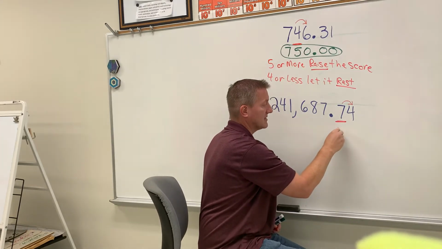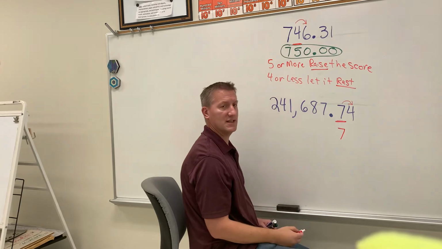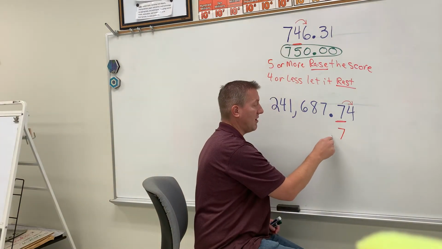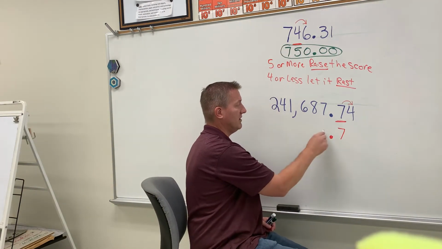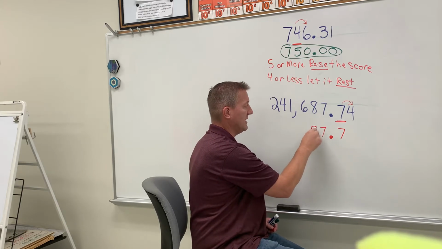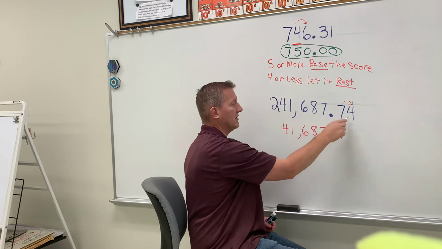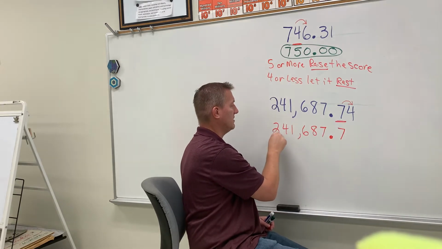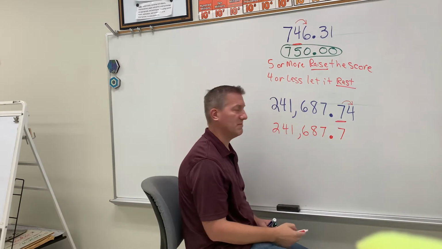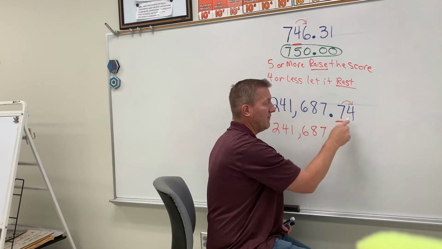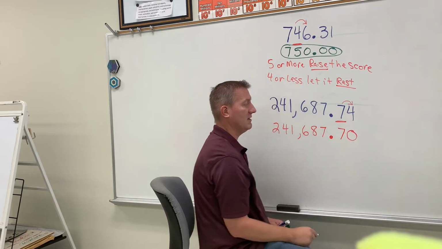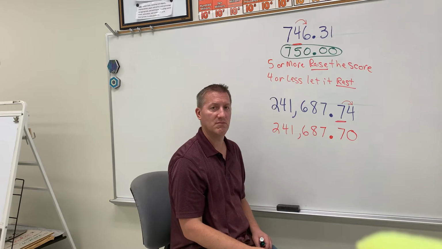So you're gonna let the 7 rest. The 7's gonna stay the same. All these digits in front of it are gonna stay the same because they don't have anything to do with rounding these over here. So they're all gonna stay the same. And the 4 is gonna go to a 0.